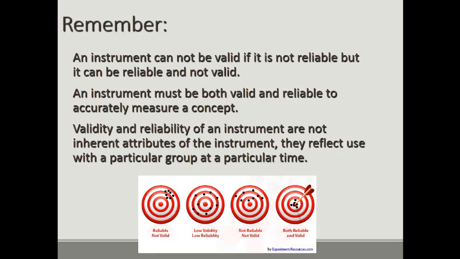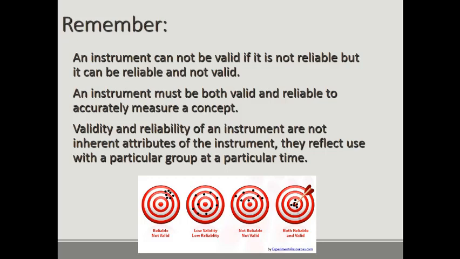Remember, an instrument cannot be valid if it's not reliable. It can't be accurate if it's not repeatable. However, it can be reliable and not be valid. So if we look at the bullseyes on the bottom, I think it gives us a good visual for this idea. We'll see in the left corner an example of reliable but not valid results. They are in the same area, but they're not near the bullseye.